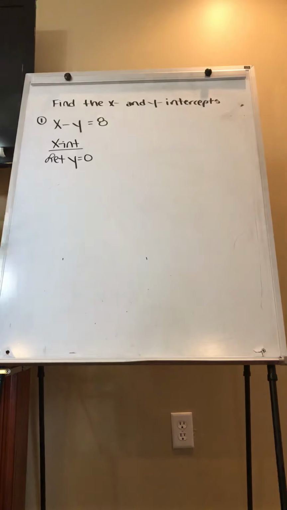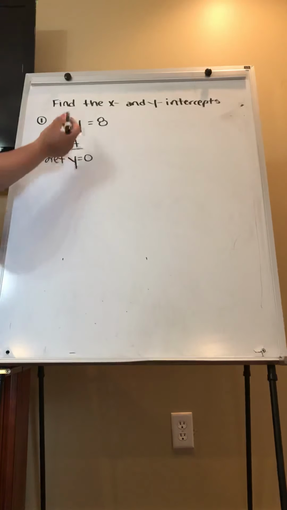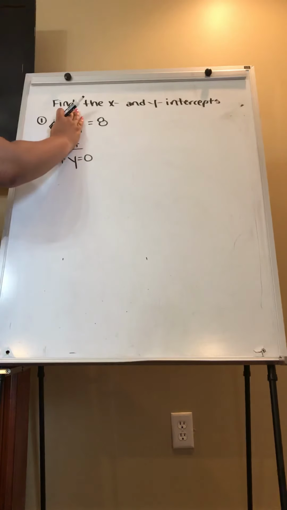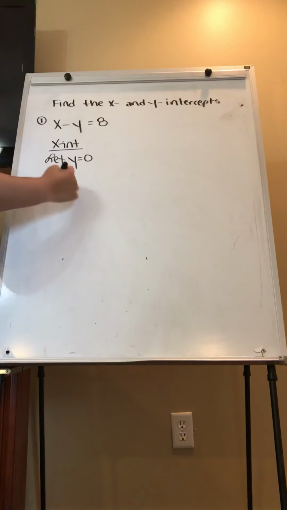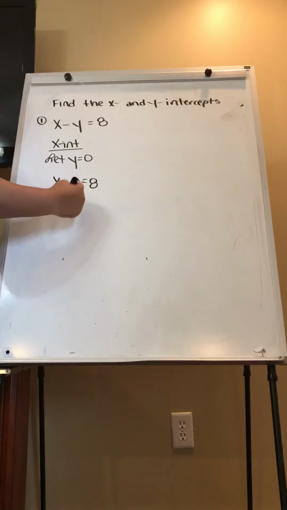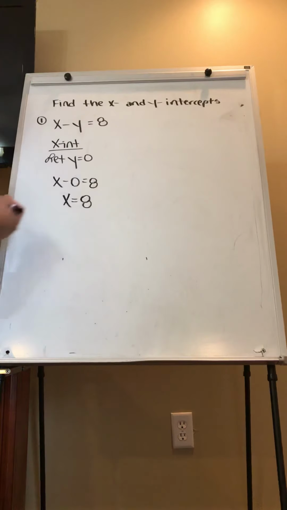If you're looking for the x-intercept first, then you're going to simply let y be 0. You can't solve an equation with two variables in it, so I've got to let one of them be a number. So I'm going to let the y be 0. When you do that, you're making the y disappear, so you can only have x. If I let my y be 0, then you only have x equals 8. So my x-intercept is going to be 8. It's going to cross at 8 on the x-axis.